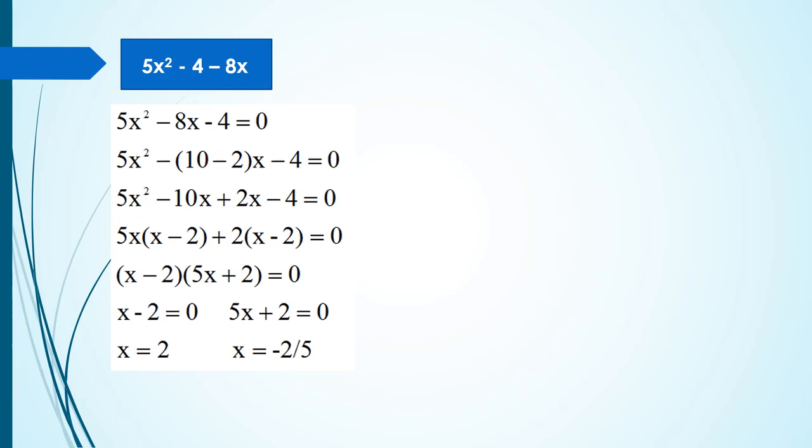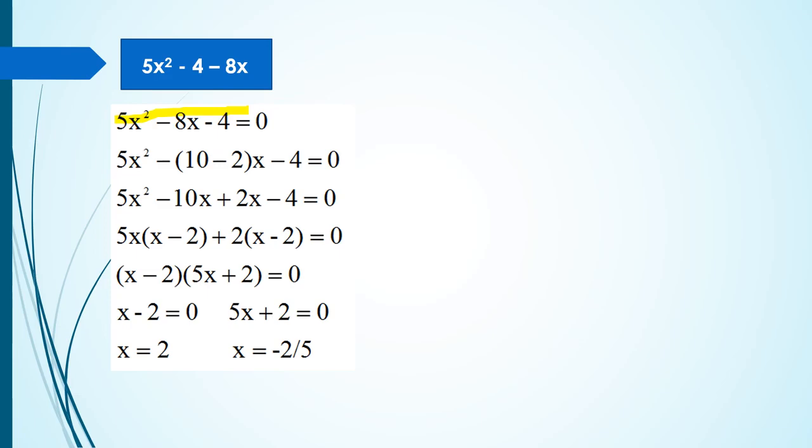We have to equate this polynomial to 0, but this is not in standard form. We know what is meant by standard form. We have to write the terms of the polynomial in either increasing order of its powers of the variable or decreasing order of powers of the variable. In general, we follow the decreasing order of powers of the variable. 5x square, highest power, then minus 8x minus 4 is equal to 0. You can write the given polynomial like this.